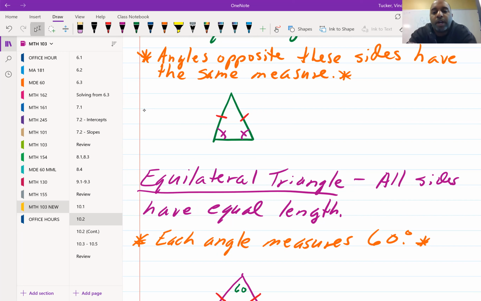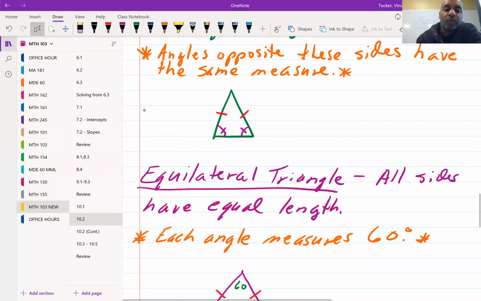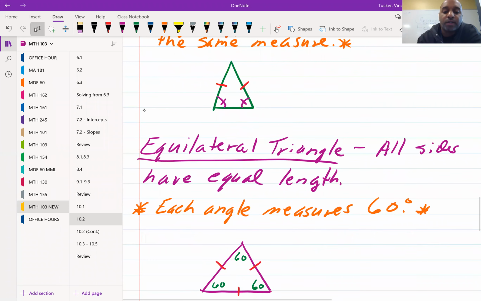All right, equilateral triangle, all sides have equal length. And if all sides have equal length, remember we only have 180 degrees that we can play with as far as the angles inside of our triangle. So if all sides have equal length, all measures of your angles are equal, and that means they will each be 60 degrees.